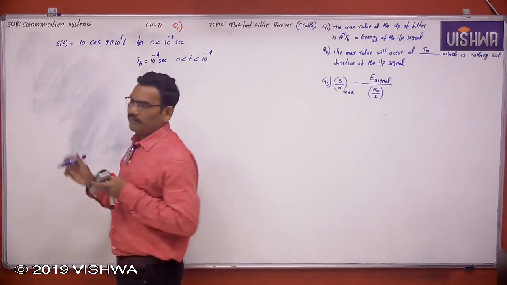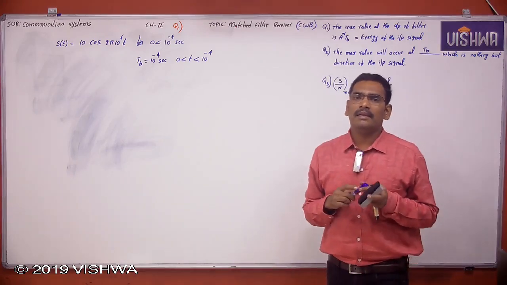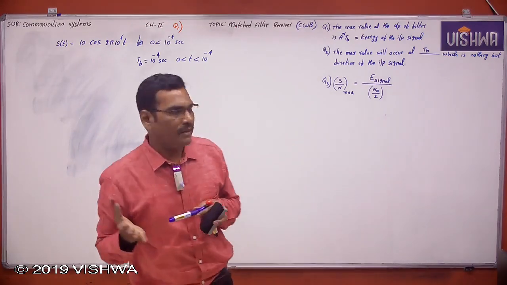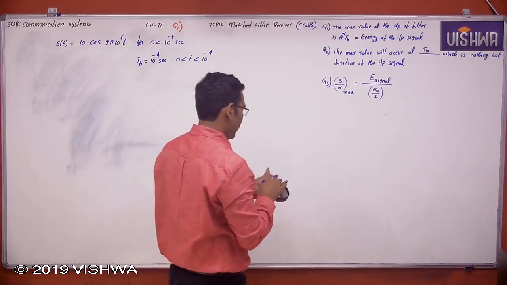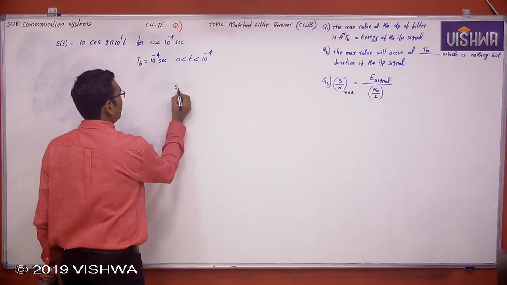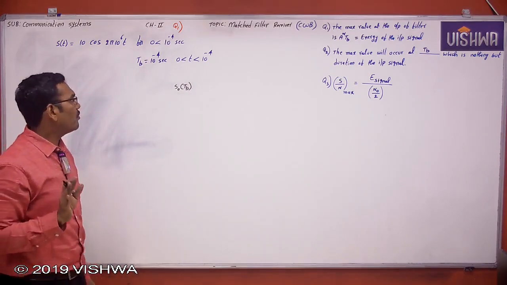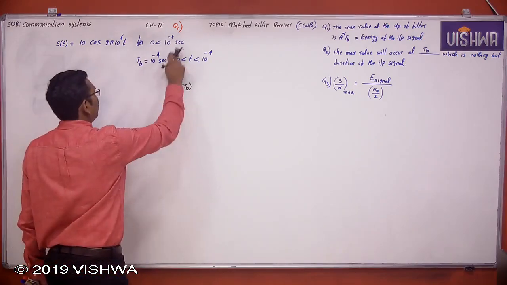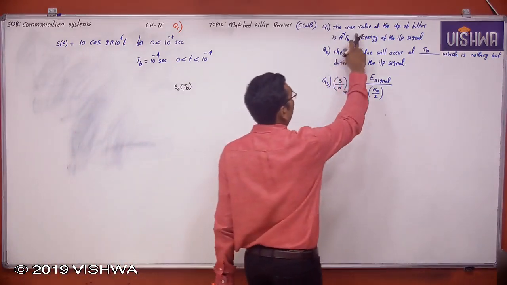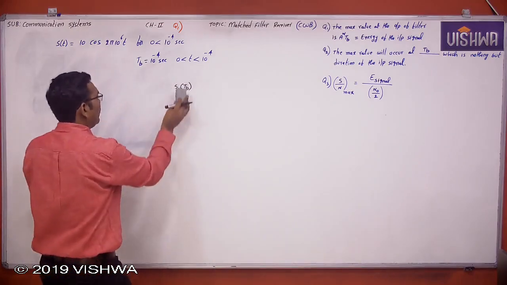Now he is asking what is the peak amplitude of the signal at the output of the filter. What is the maximum amplitude at the output of the filter? The maximum amplitude at the output of the filter is nothing but S0 of TB. You know that. The maximum value at the output of the filter.